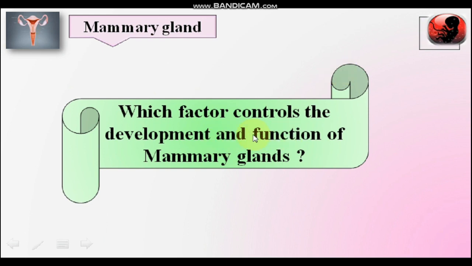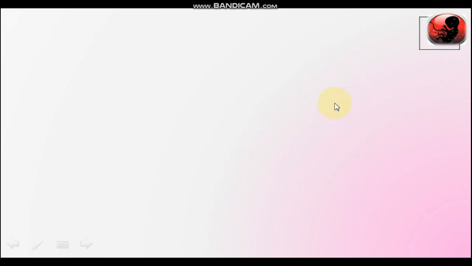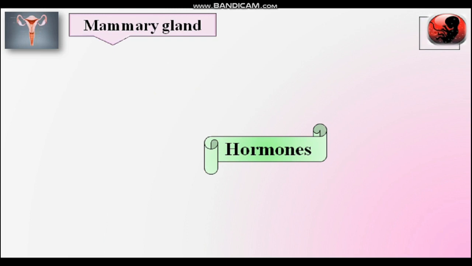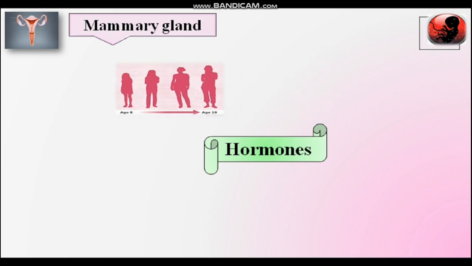Which factor controls the development and function of the mammary gland? We studied now that the function of the mammary gland is production and release of milk. The answer is hormones. We know that hormones are chemical messengers.